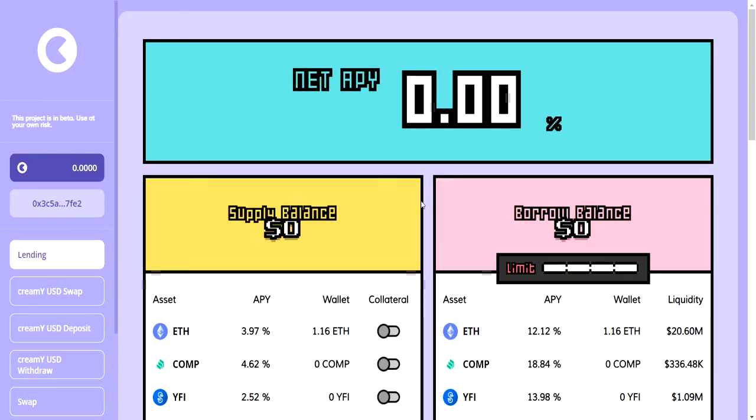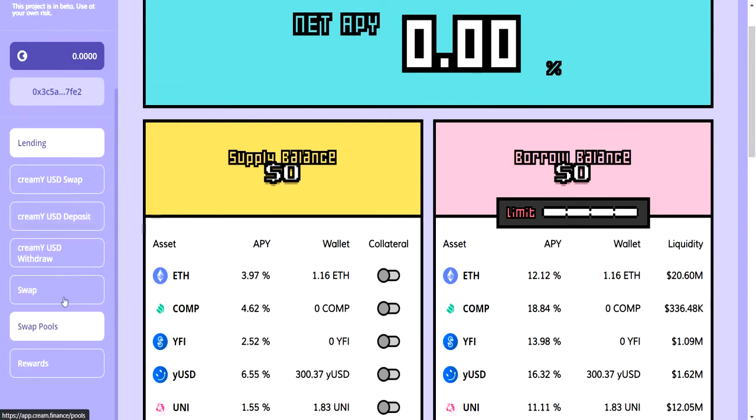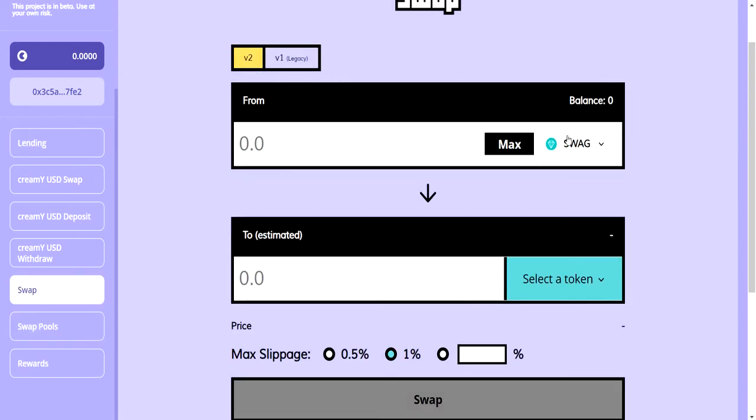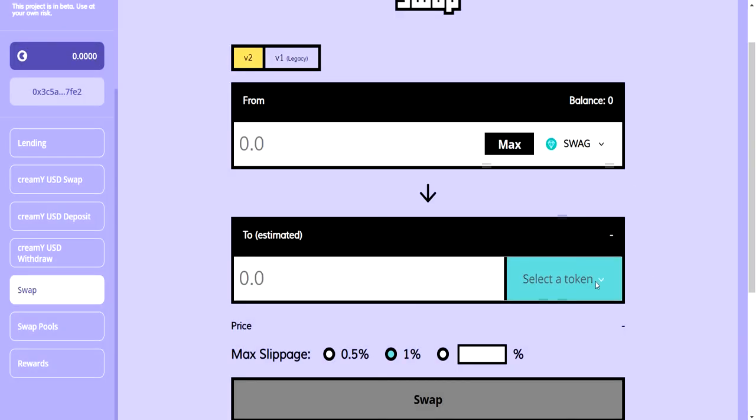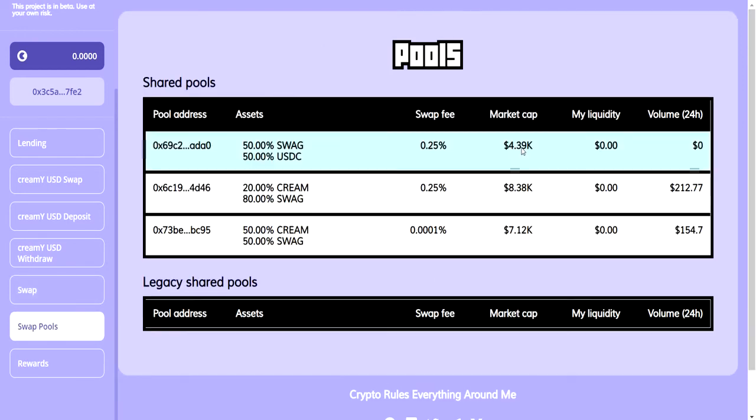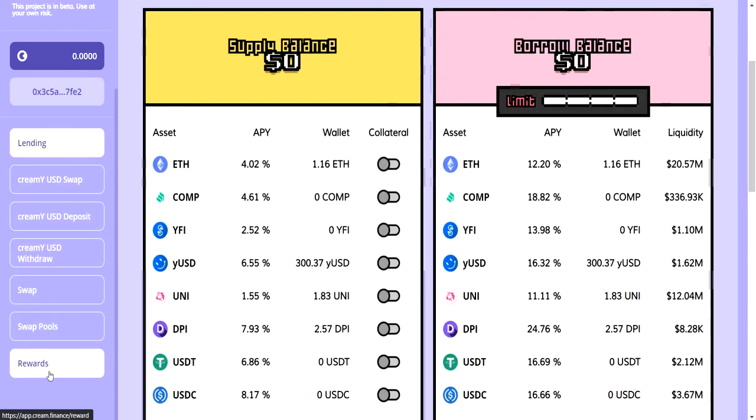Now there's another thing I wanted to talk about, and I brought myself back over here to the Ethereum section of Cream Finance. And they have a whole bunch of other options here. They have some swaps, some swap pools. So you can provide liquidity here and do some swaps. Like, let's take a swap. You can swap between Swag and Cream and USDC. There's not a whole lot, but they've started to make some swap pools. You could provide liquidity to these pools and make some earning that way, but I'm not going to get into that too much.